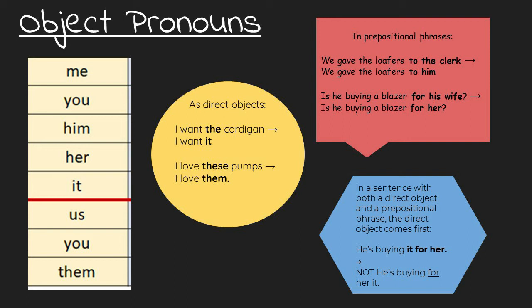Now, I can't say, "I wrote to my girlfriend a letter." This is incorrect. So please remember that in this case we use the object first and later the prepositional phrase, right? This is for an object pronoun.